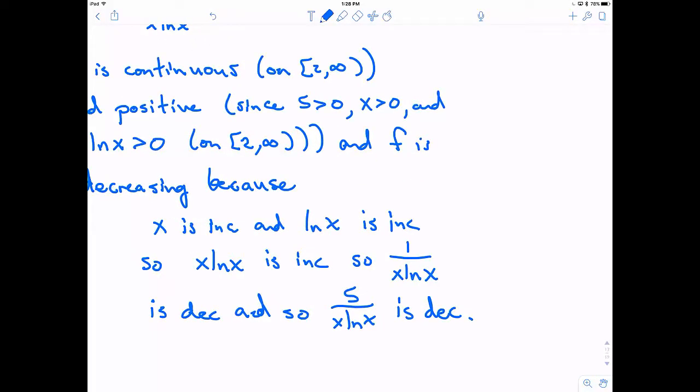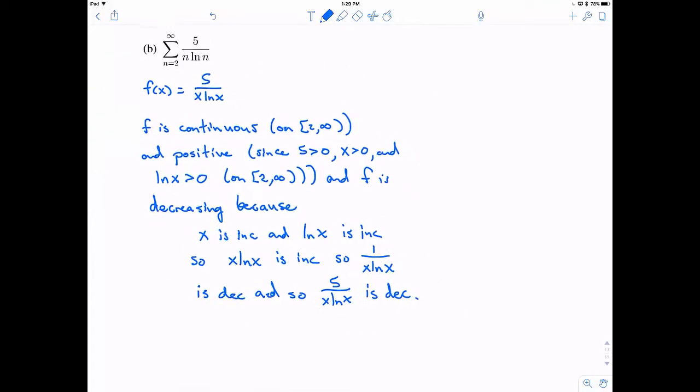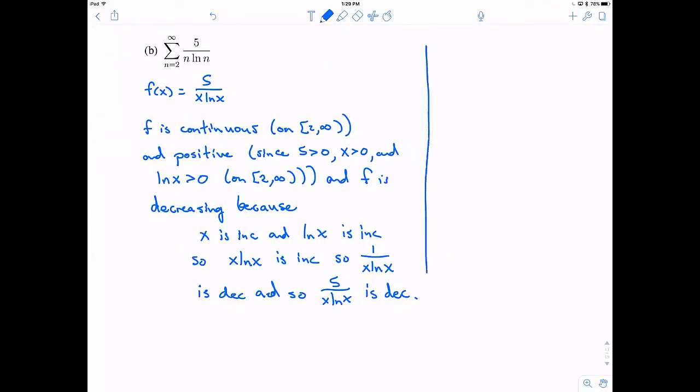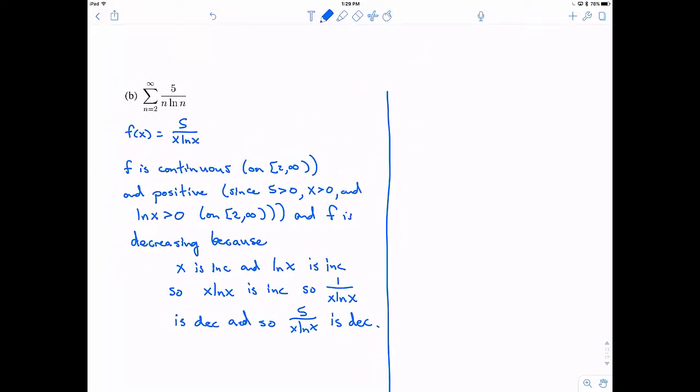I think this is a lot easier than taking the derivative. We'd have to use a product rule, maybe even a quotient rule if we weren't being careful. So I think this is a lot easier. Okay, so we have this set up. We can now apply the integral test. We've shown that it satisfies the hypotheses.